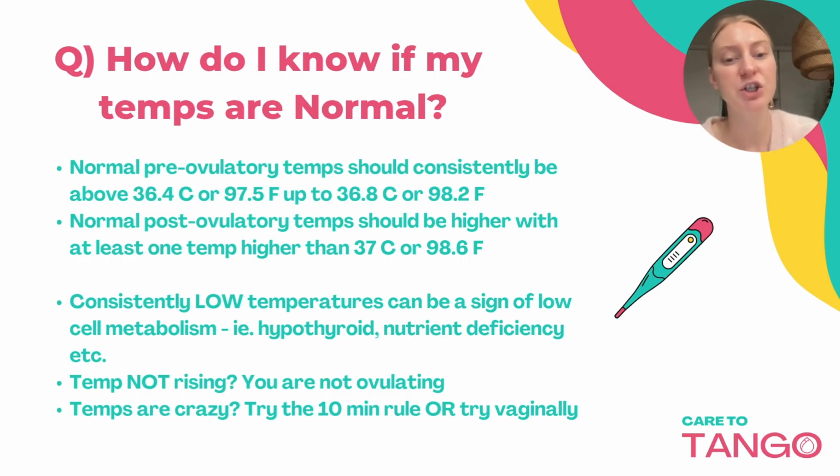So what if your temperature is not rising at all and you're just getting the same consistent pattern? That would mean that you are not ovulating, because if we are ovulating, we're going to get that temperature rise. If you are on birth control, that could also affect that. Same if you just came off of birth control, that can affect your temperatures as well. And if your temperatures are crazy, you could try that 10-minute rule. You could try vaginally, or again, you could get a device like Temp Drop or Aura.